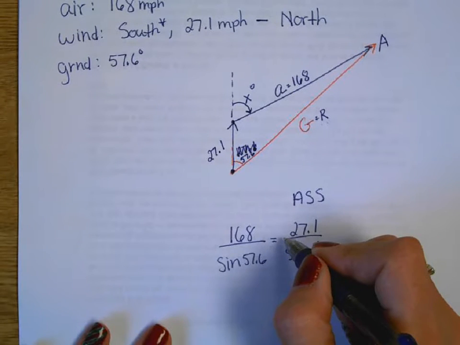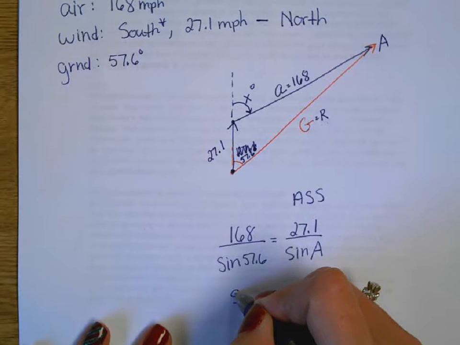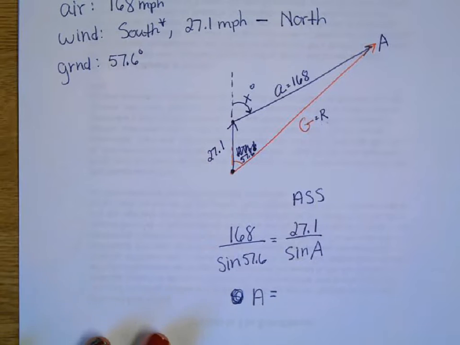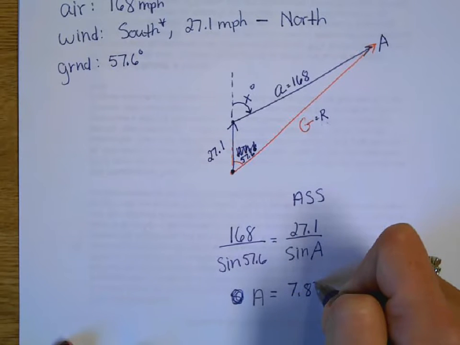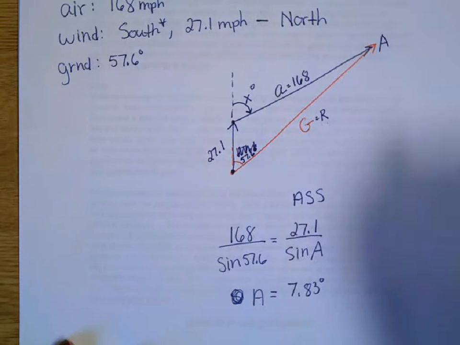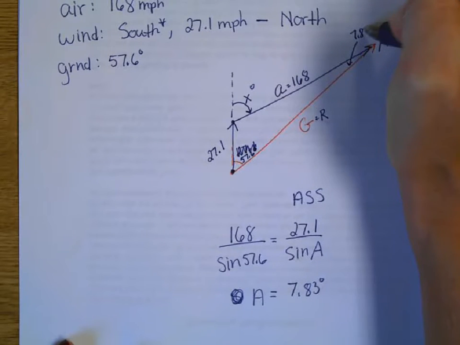So do your cross multiply, divide. Inverse sine. Go 3 sig figs. 7.83 degrees. Yep. Are you good with the 7.83? Yep. All right, 7.83 degrees.